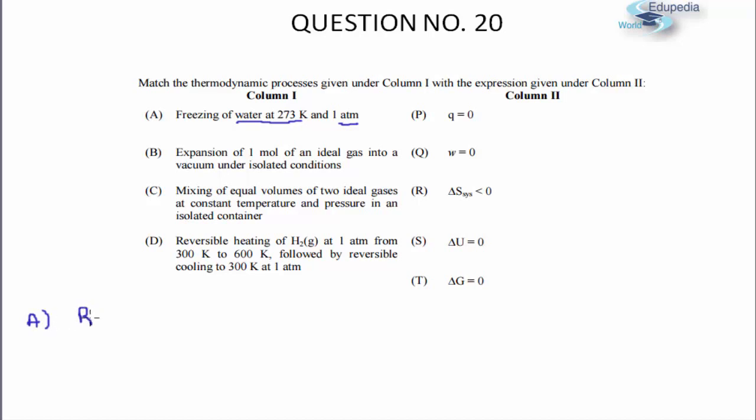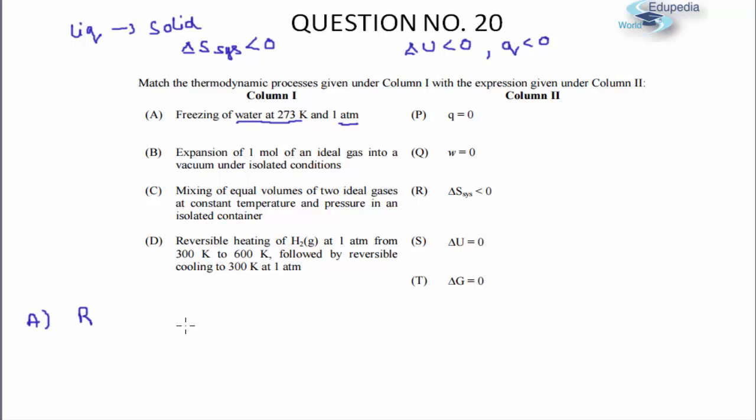Why? Because there is a conversion of a liquid into a solid, and whenever a liquid is converted into a solid, the solid is much more ordered, so obviously there is a decrease in entropy of the system. So delta S system will be negative in this case, so R will match. Delta U is equal to 0. Of course delta U will not be 0 because some heat is released, and delta U is simply heat released at constant volume. So delta U, as a matter of fact, for the above process, delta U will be negative and Q will also be negative. Okay, so delta U won't be 0, so S won't match.